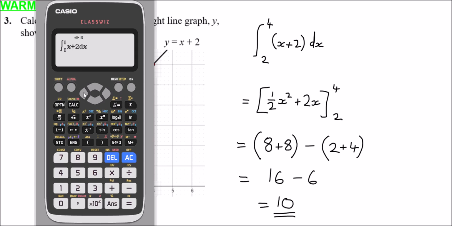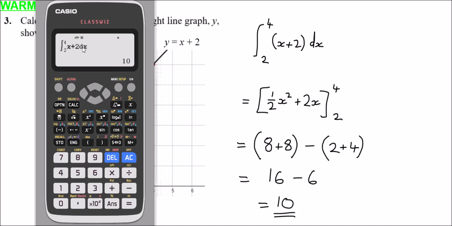Now we need to toggle back, there it was, to put in our limits. So our lower limit was 2. And the upper limit was 4. Press equals. It couldn't be simpler, could it? Look at that, it's like magic. I think it's too easy. Maybe I'm an old-fashioned misery person, but anyway, there you go.